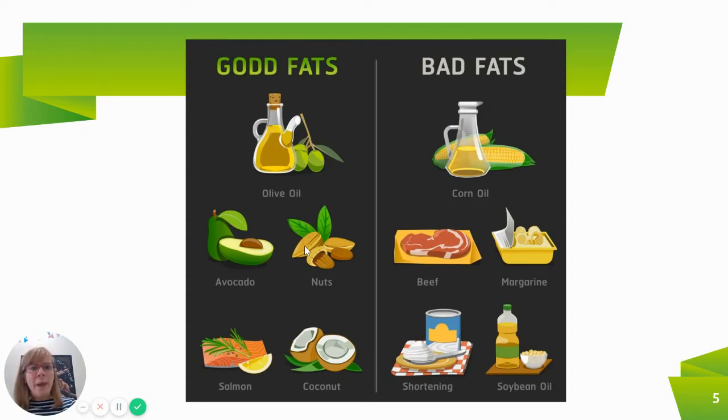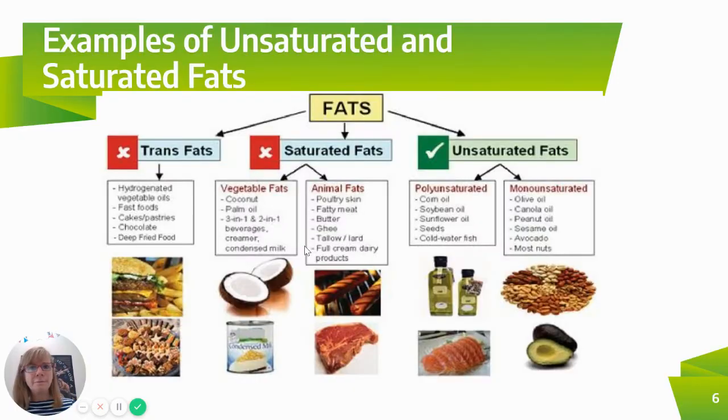So what's a bad fat? A bad fat is one that is a solid at room temperature. Things like margarine, hopefully none of you use margarine, butter, beef, shortening, all of those are considered bad fats. Too many bad fats can get clogged in our arteries, and that's what can lead to atherosclerosis and some of our heart diseases and obesity. So that's why I want you to use the bad fats in moderation.